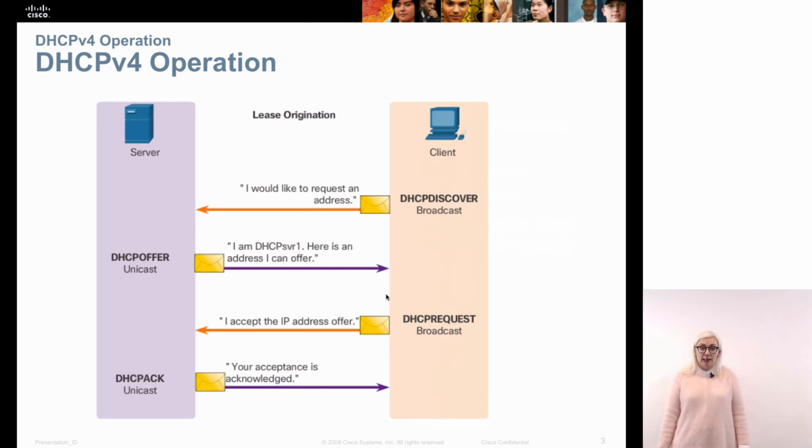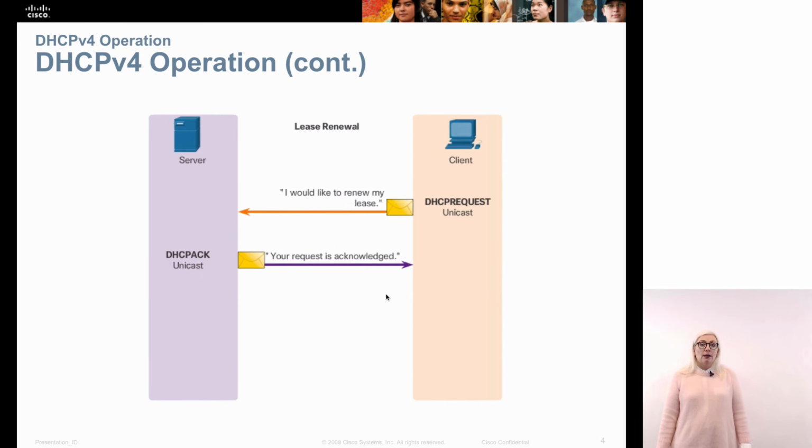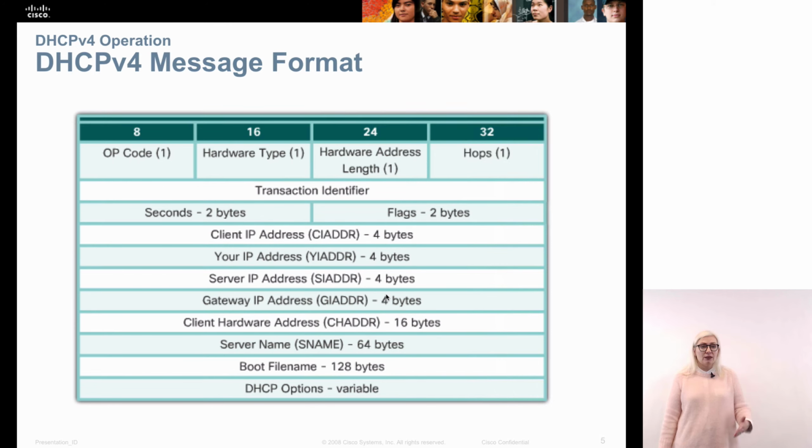Then the client will send back the broadcast, well, I would like to accept this one. And then the server will send back a unicast saying, that's fine, you have it now. And when the lease time has gone halfway, then if the client wants to keep the IP address, it will send back, I would like to renew my lease. And then the server will acknowledge that if that is okay.